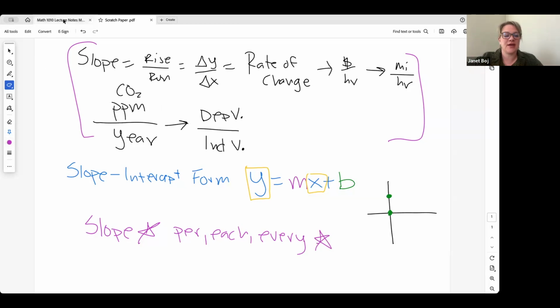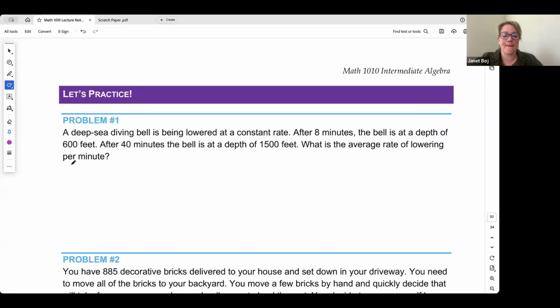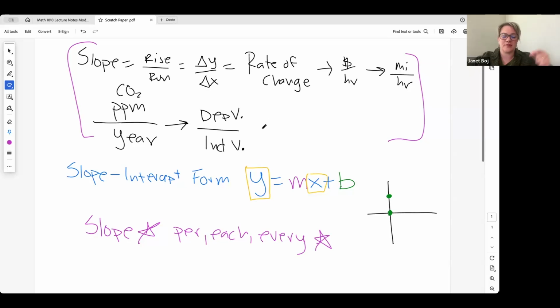And in our problem here, we want the lowering rate per minute. And you notice that it's being lowered to a depth in feet. So we're talking about feet per minute. I automatically know that feet represents the y value and minutes represent the x value. The x is time. It just keeps ticking independently, the independent variable. Y is the dependent variable.